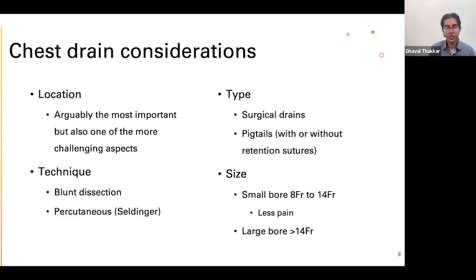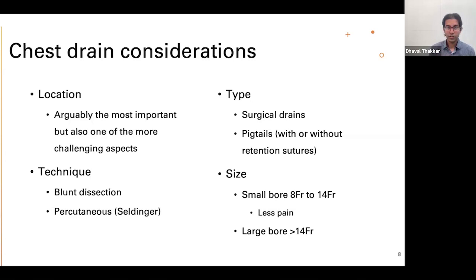So when we talk about chest drains, one of the most important things I think, and I've learned over my time, is that location is arguably the most important thing to get a handle on. But it's also one of the more challenging things, because if anybody's put in any kind of Seldinger percutaneous drains, you know how challenging it can be to make it go in a direction that you want it to. And even same thing with surgical larger drains, they sometimes have a mind of their own and will go in the path of least resistance, which may not necessarily be where you want them to go.